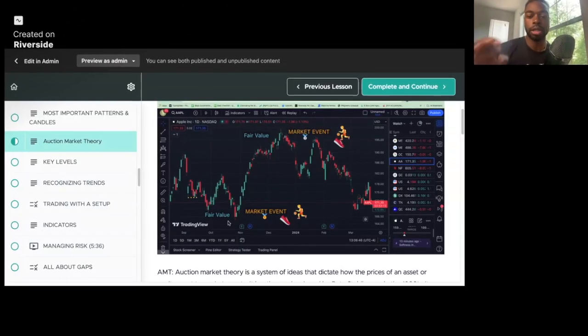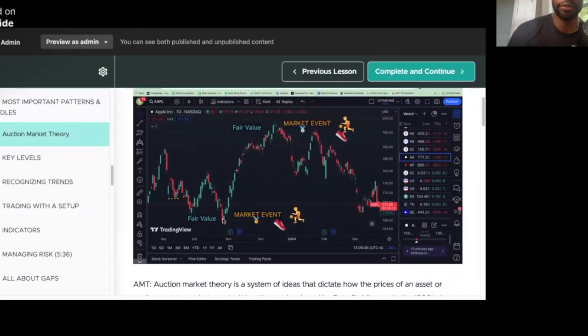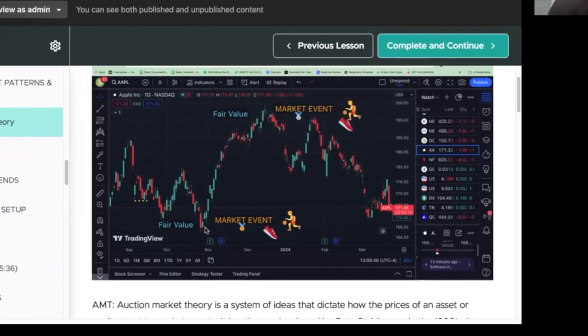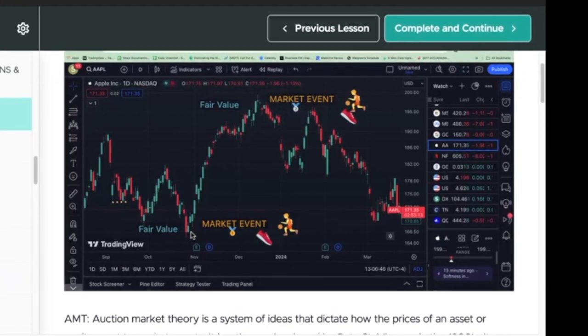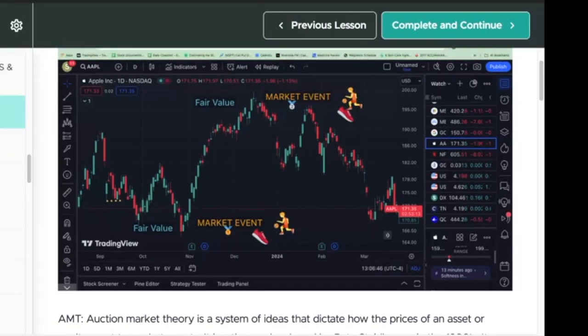So whenever you have massive movement to the upside or massive movement to the downside, that is considered order imbalance. In this example, we're talking about Michael Jordan's shoe company. Price is trading at a fair value here down at the bottom, okay? Then Michael Jordan announces that he is signing a major deal with another company for the shoe company.